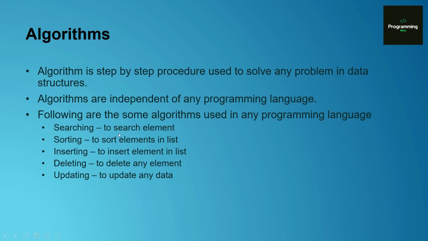For searching, to search any element in any data, we can use an algorithm. For sorting, to sort elements in a list. Let's take an example that we have an unsorted array, so we can sort it in ascending or descending order by using sorting algorithms. We will also use inserting to insert an element in a list. We will understand deleting to delete any element from any data structure, and we will understand updating algorithms to update any data in a stack, queue, linked list, graph, or trees.